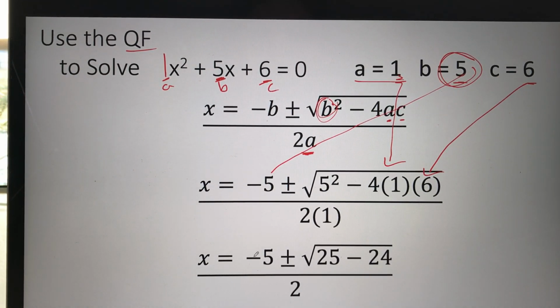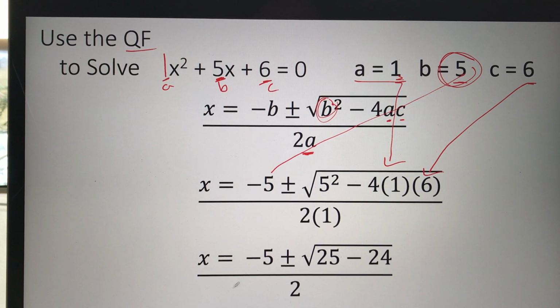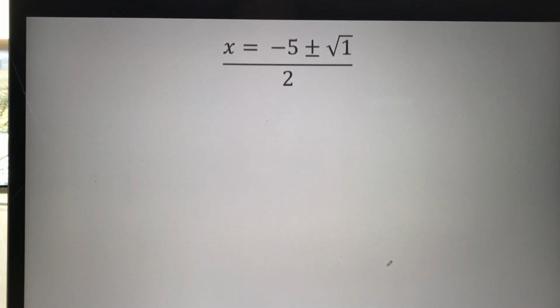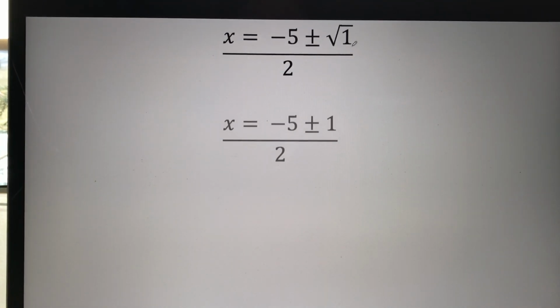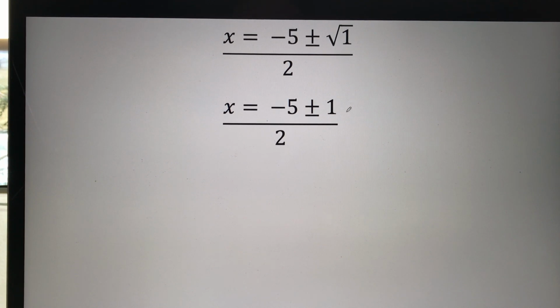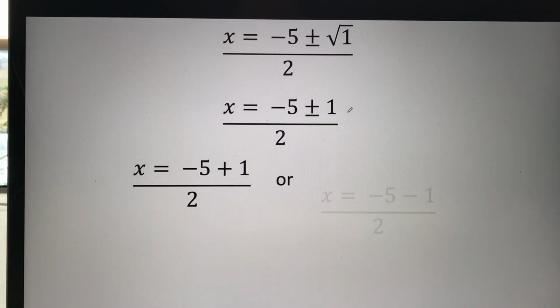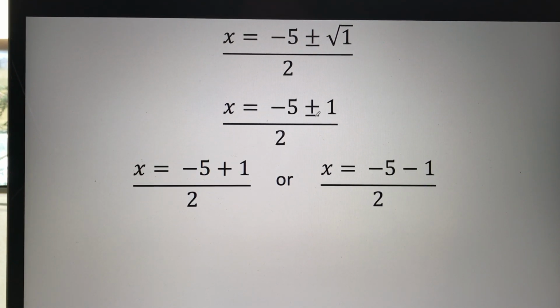So I have negative 5 here. I square the 5, 5 squared becomes 25. 4 times 1 times 6 is the 24. I do the 25 take away 24. 25 take away 24 is 1. That leaves me the 1 here. I know the square root of 1 is 1, so that brings me to here. And here's where I break into my two parts. My plus minus, I now break it up. So I have negative 5 plus 1 over 2, and negative 5 minus 1 over 2. So there's the plus, there's the minus. I just pull this symbol apart, and I deal with the plus and I deal with the minus.